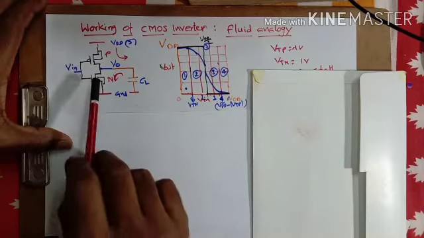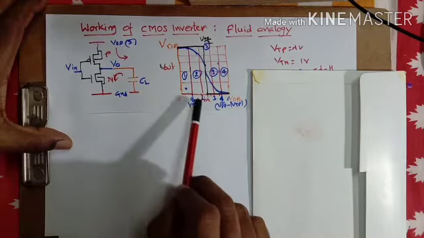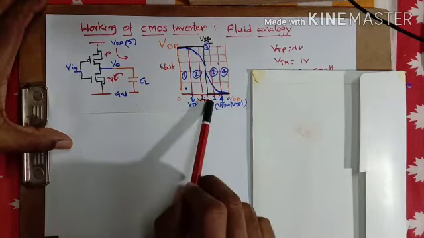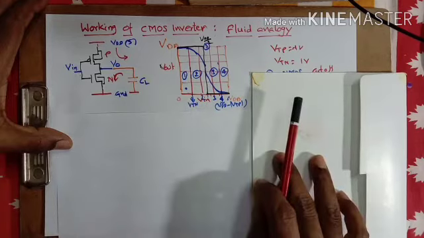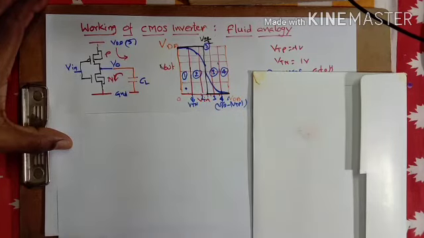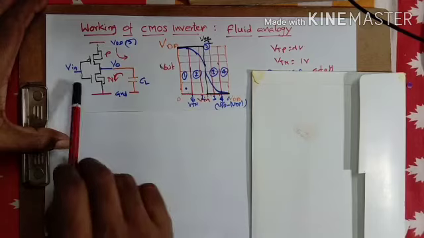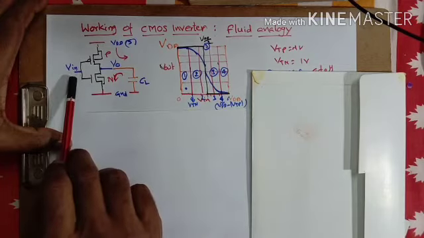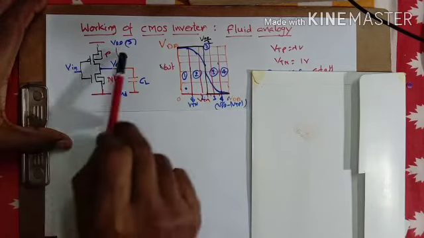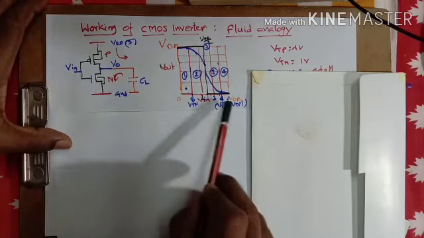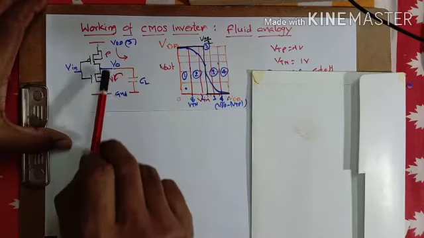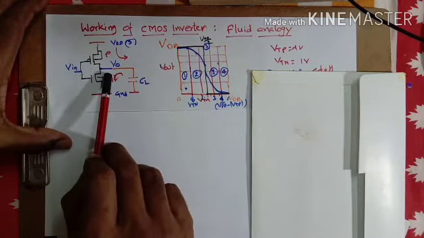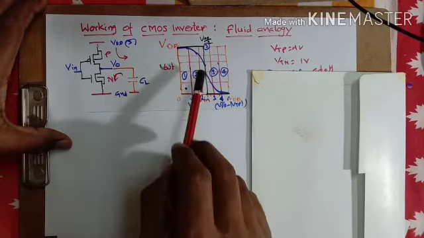Okay, so for this case, let us try to understand first the transfer characteristics and its regions of operation, and then we'll try to understand that with fluid analogy. So when input is changing from 0 to VDD, so here VDD is 5 volt, 0 to 5 volts, and output also will vary from 0 to 5 volt. And how it varies, let us try to understand.